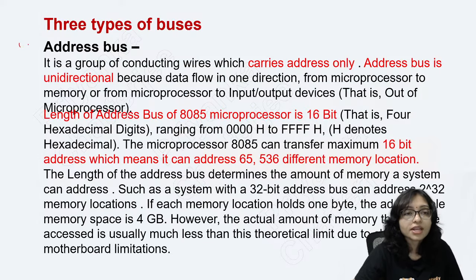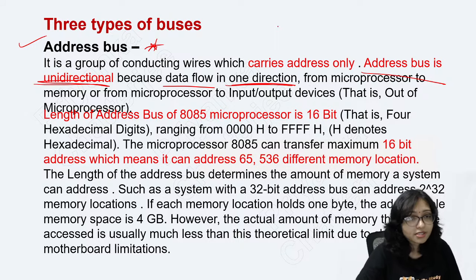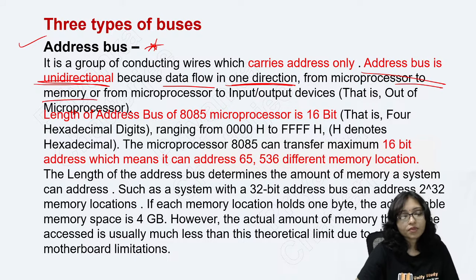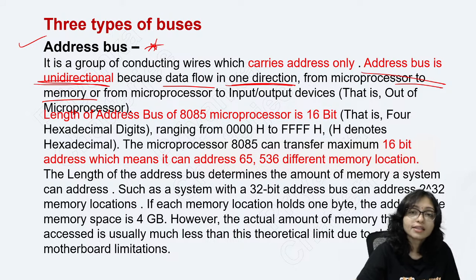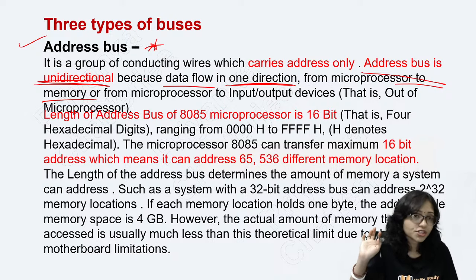Here the address bus, from here questions are coming. The address bus will always be unidirectional. Why is it unidirectional? Because data flows in one direction. Who will send the address? It will be given from the microprocessor to the memory. It always goes from the microprocessor to the memory, and that's why the address bus will always be unidirectional.